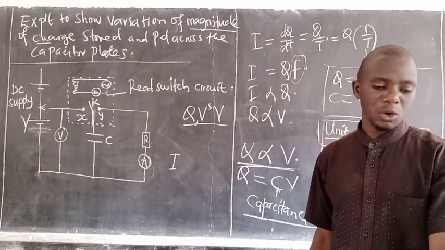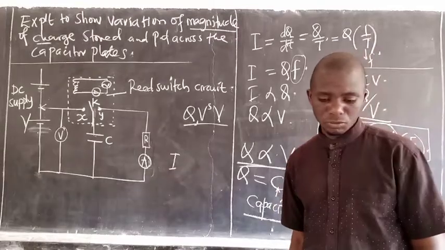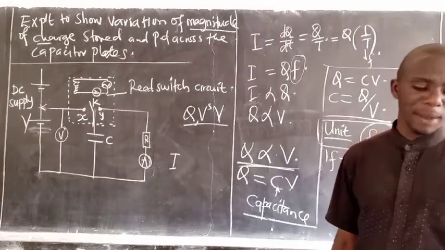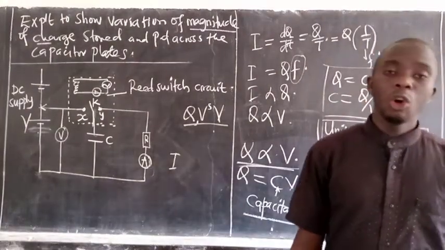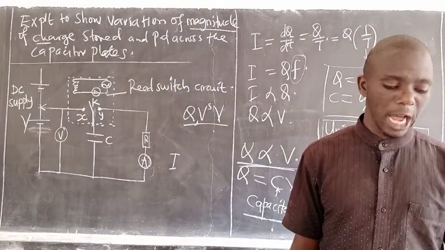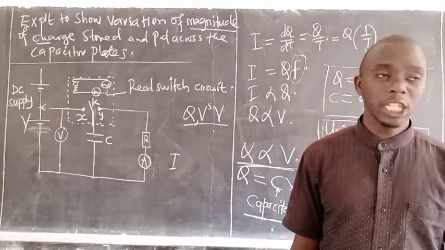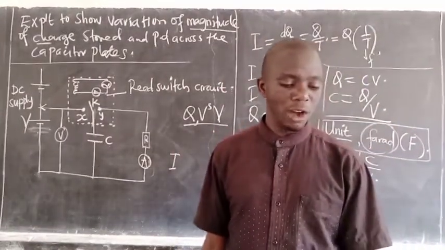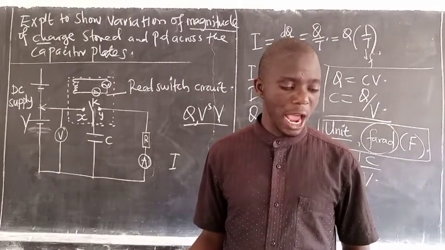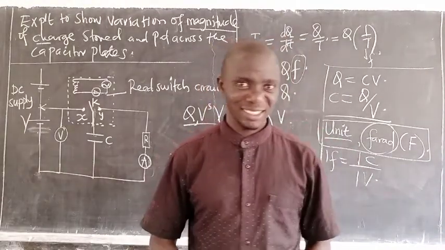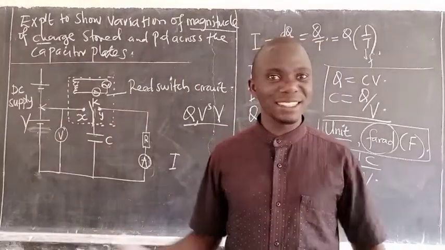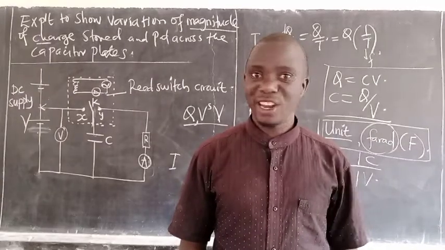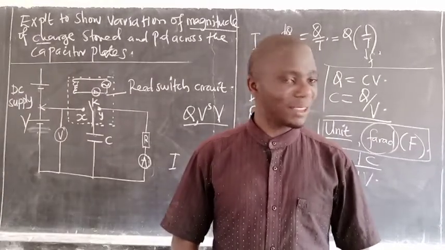And then we have to define what a farad is. A farad is the capacitance of a capacitor which stores 1 coulomb of charge on each of the capacitor plates when a PD of 1 volt is applied across the capacitor plates. I said a farad is the capacitance of a capacitor which stores a charge of 1 coulomb when a PD of 1 volt is across the capacitor plates.